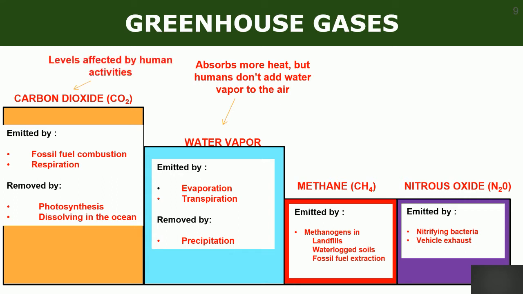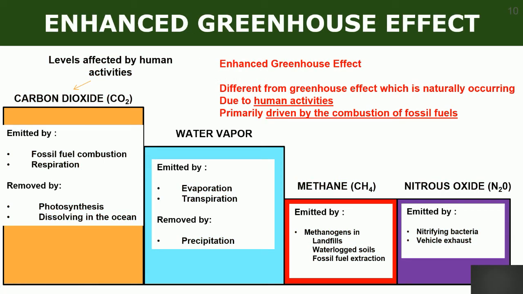So all four of these, carbon dioxide, water vapor, methane, and nitrous oxide, can all absorb heat in the atmosphere. But the most important one as far as we're concerned is carbon dioxide, because those levels are actually being affected by human activity, primarily because of this fossil fuel combustion, right? So the greenhouse effect is a naturally occurring phenomenon that is due to the presence of these four greenhouse gases. But the enhanced greenhouse effect is different because it is not naturally occurring. The enhanced greenhouse effect is because of human activities, because we are burning more fossil fuels and putting more carbon dioxide into the air, we are increasing the global temperature. And that's what's really driving this effect.